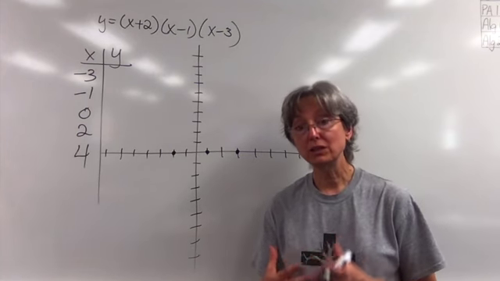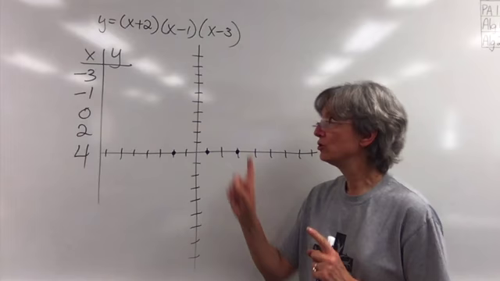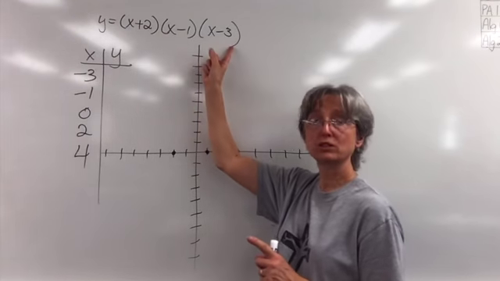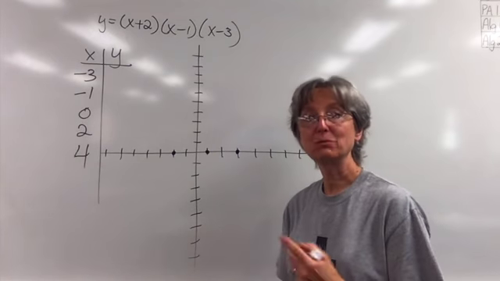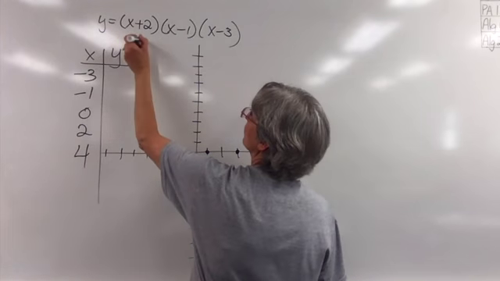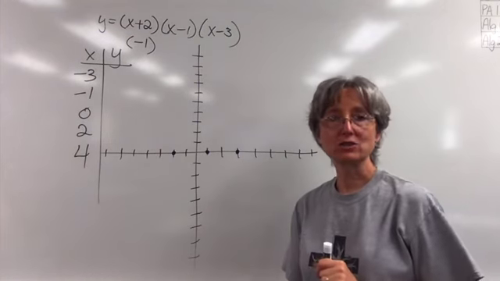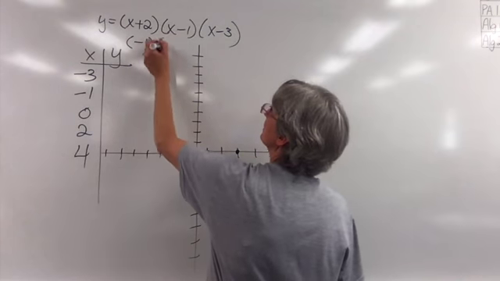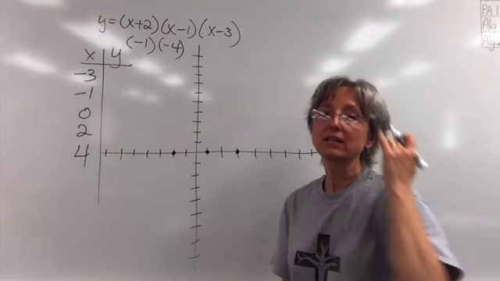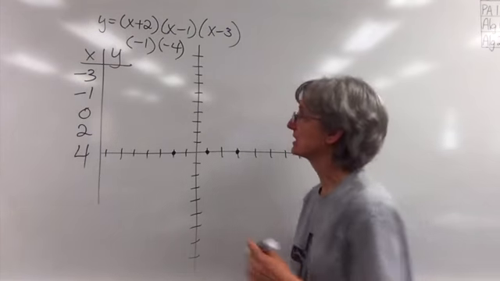Now, how do you plug them in? You plug them in into each binomial expression. So negative 3 plus 2 is negative 1. Negative 3 minus 1 is negative 4. And negative 3 minus 3 is negative 6.